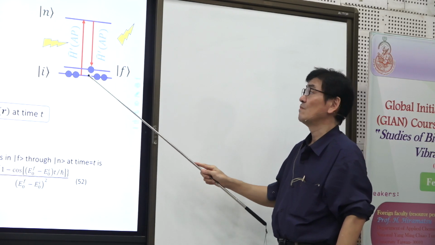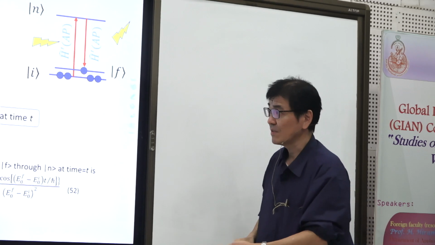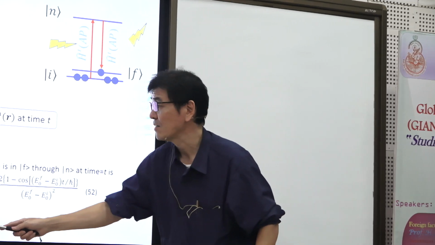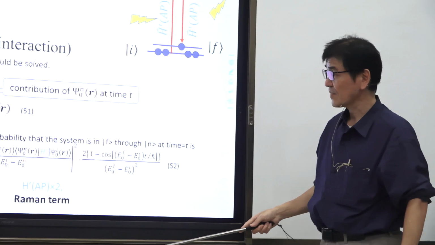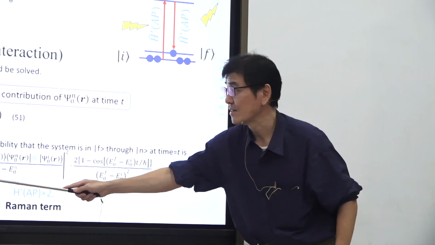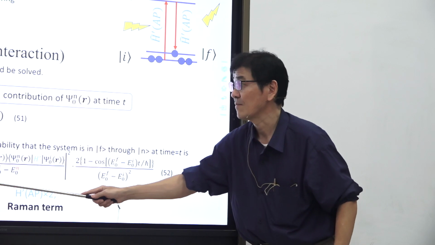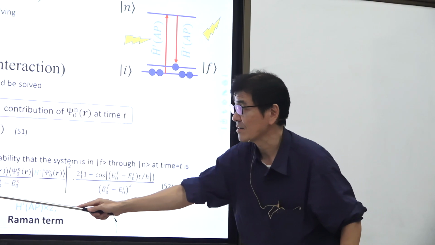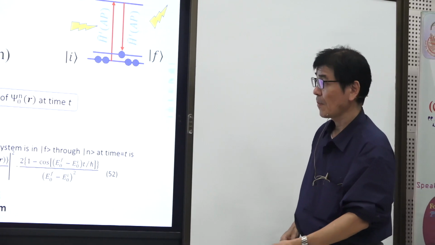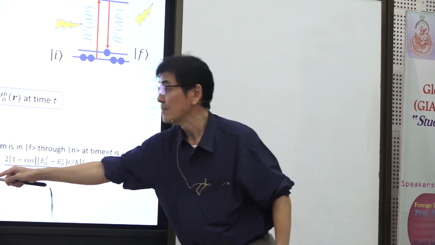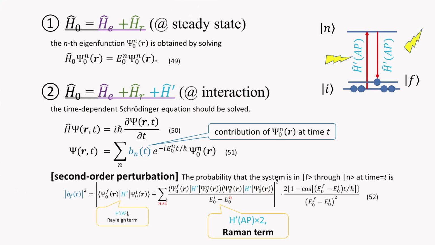The probability of the occurrence of this process is calculated by considering B_f(t). This parameter indicates the probability that the molecule exists in the state f at time t. And this is expressed in this way.